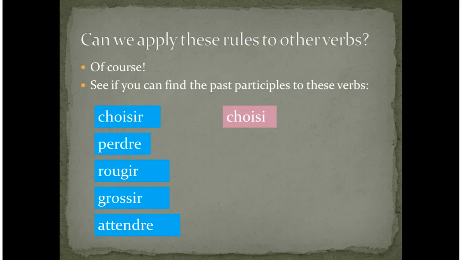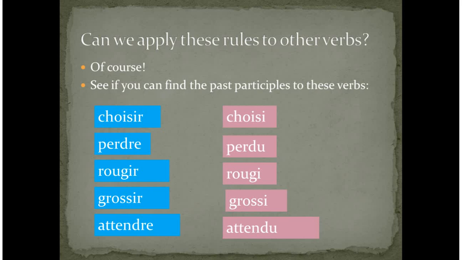Notice it's an RE verb. Think about what you've got to do when you take away the RE. You end up with perdu, lost. Rougir is to blush. This is an IR verb, so we take away the IR and add an I. You end up with rougi, which is blushed. Grossir is to put on weight. The past participle of grossir is grossi. And finally, attendre, which is to wait or to wait for. The past participle of that is attendu, which would be waited or waited for.